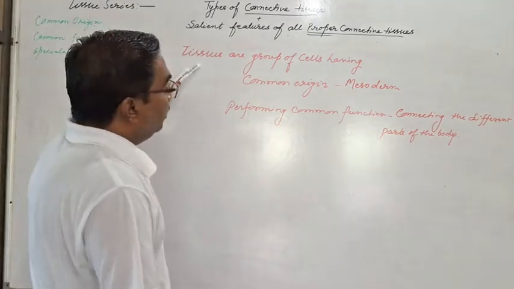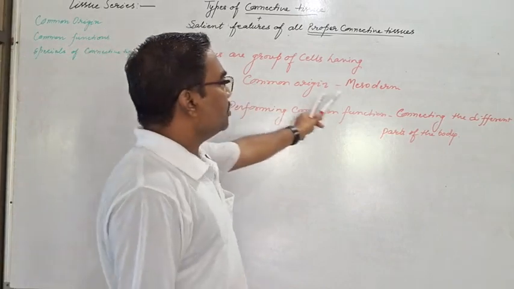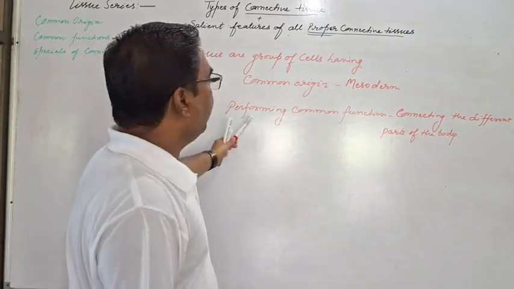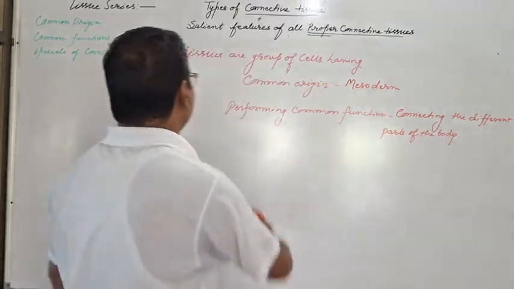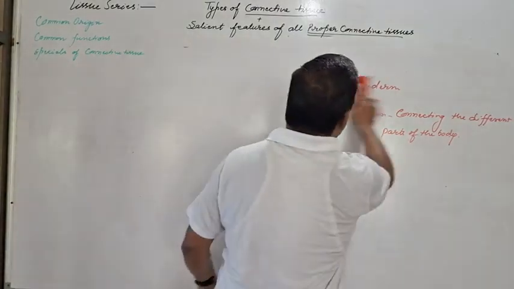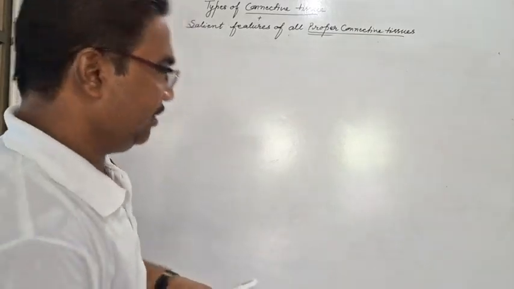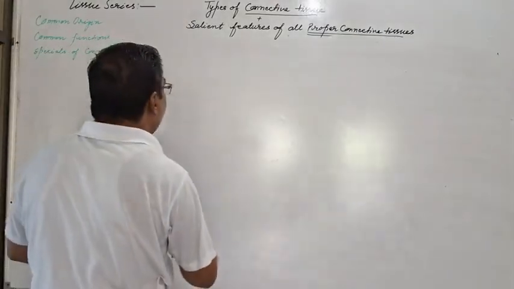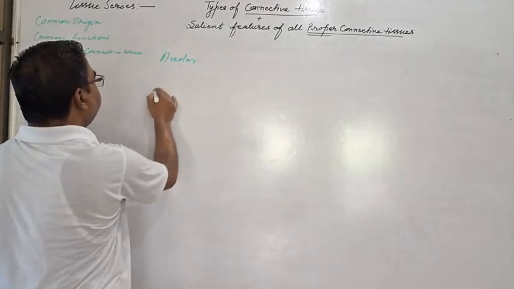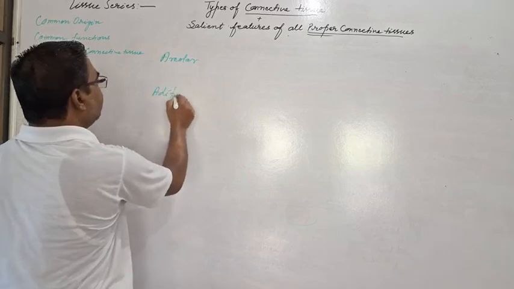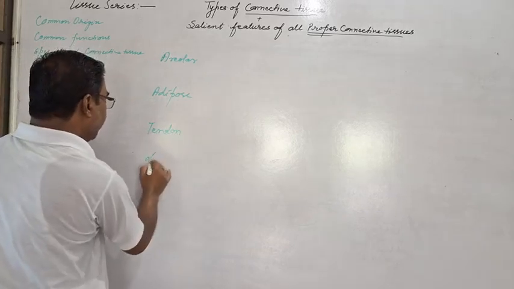So we came to know that all connective tissues originate from mesoderm and they have the common function of connecting different parts of the body. Okay, let's focus on the proper connective tissues only. Proper connective tissues are of four types: areolar, adipose, tendon and ligament.